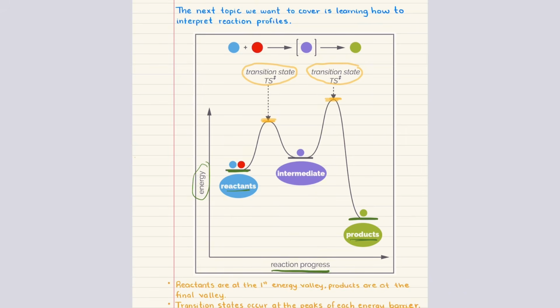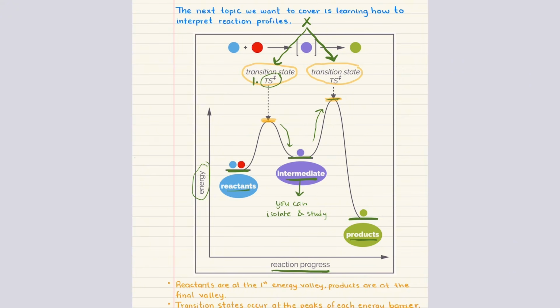In this diagram, the first rise takes the reactants up to the first transition state. Then the system falls into a valley that represents an intermediate. An intermediate is a species that actually exists for a brief period of time during the reaction. It has a definable structure and a finite lifetime, and it can be isolated and studied, unlike the transition states. The system then climbs a second energy barrier to reach the second transition state before finally reaching the products.